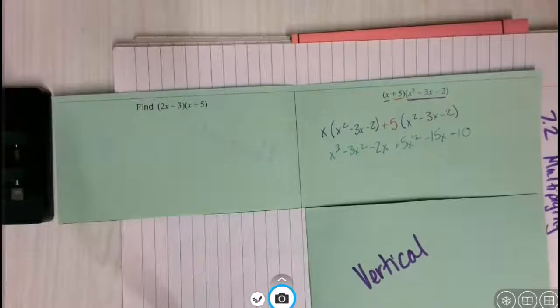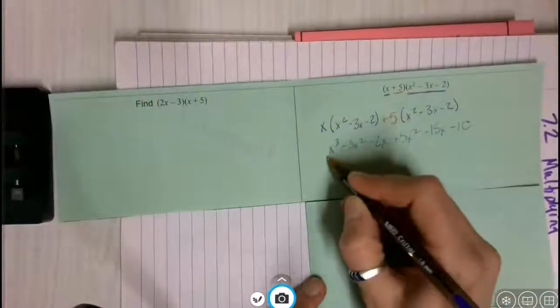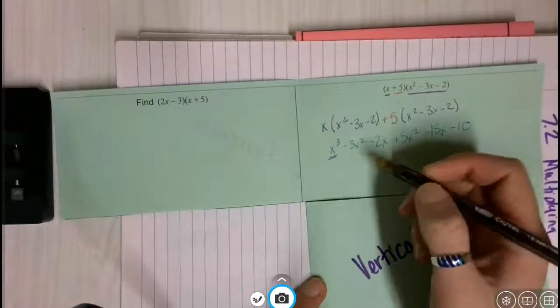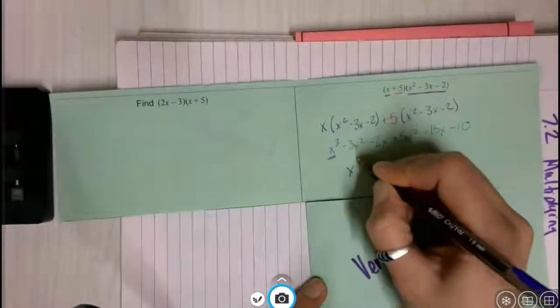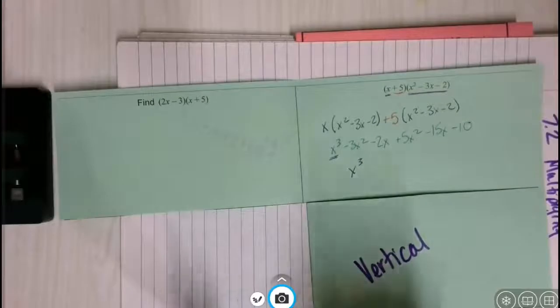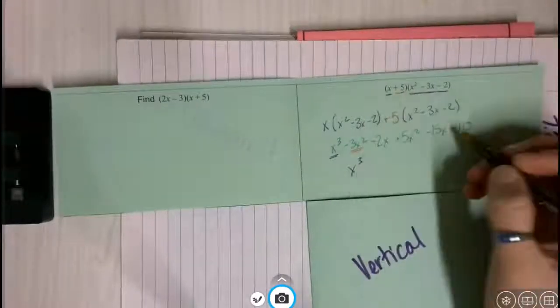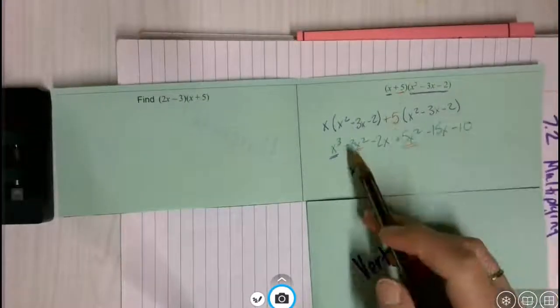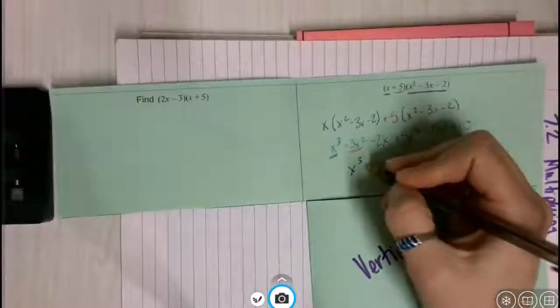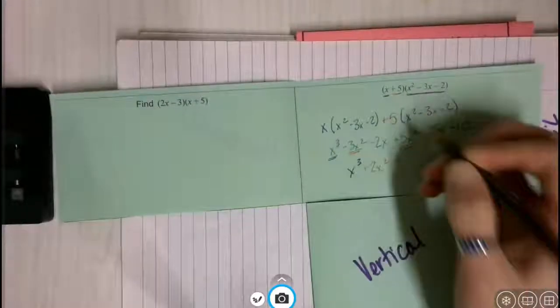So now I've got several terms and I want to go ahead and simplify. So I'm going to start with my largest exponent, and I see I only have one term that has that in it, so I'm going to say x cubed. My next would have an exponent of 2, and I see I have 2 of those, so a negative 3 plus 5 is 2x squared.